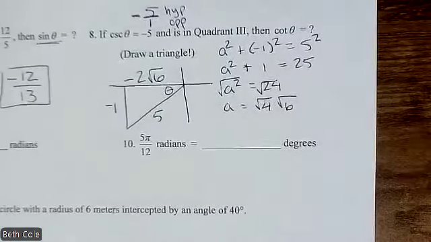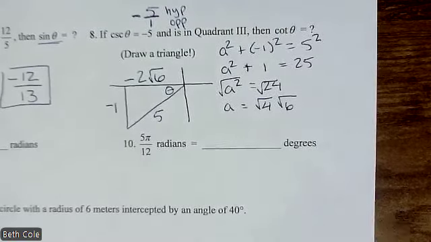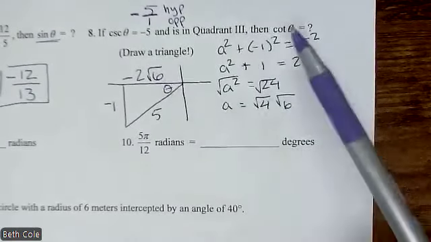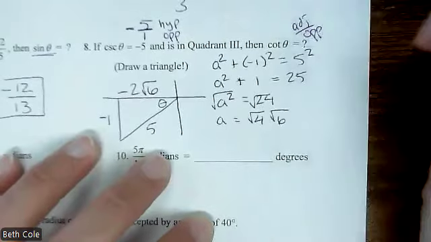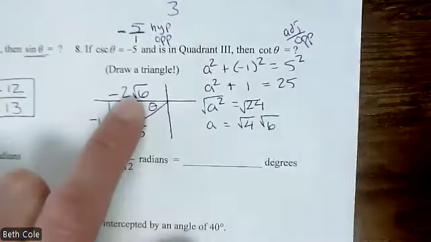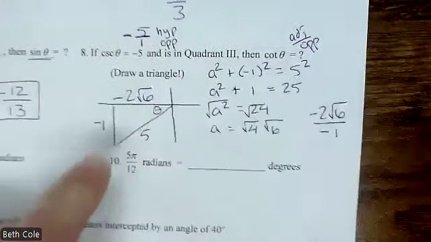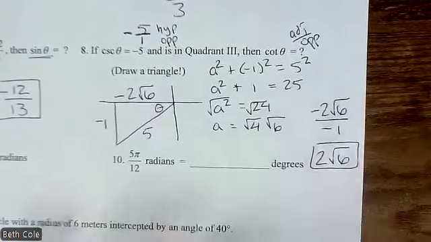Cotangent. Cotangent is the reciprocal of which one? Tangent. Good. Tangent, your TOA, tangent is opposite over adjacent. So cotangent is adjacent over opposite. So that's going to be -2 square root of 6 over -1, which is actually just going to be 2 square root of 6.